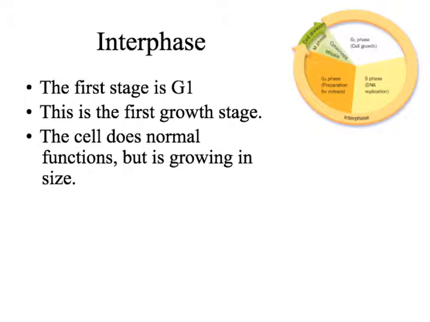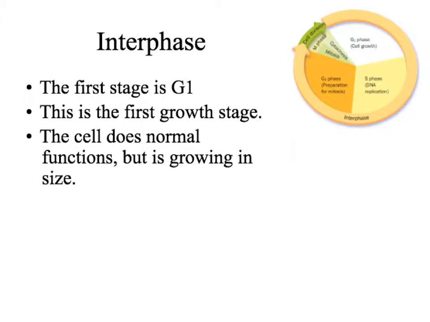G1 is its first growth stage. And this is where the cell does normal functions. This is right after it's split, right after it's formed, but it has to grow in size. So it has to become a full-size cell, so to speak. So that's what it's doing here. It's going to be doing what it needs to do, but it's also going to expand and get a little bit larger.